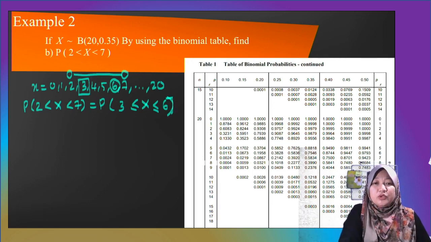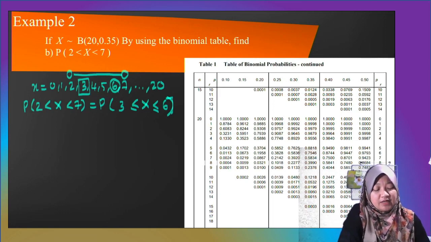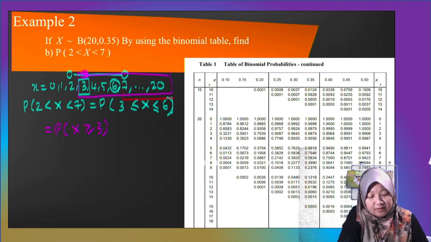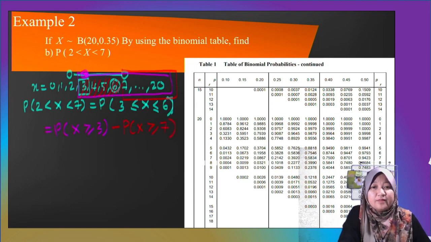Okay. So, untuk ingat tadi, untuk guna table, kita mesti gunakan formula greater than or equal to. So, macam mana kita nak dapatkan dia? Okay, tengok dekat sini, kita kena ambil kawasan yang lebih besar. Kawasan yang lebih besar mestilah bermula daripada bawah lah. Kita kena ambil 3 dan ke atas. Kawasan ni lebih besar. So, dia adalah probability X greater than or equal to 3. Okay, minus kawasan ni. Kita nak yang ni ya. Kita perlukan kawasan ni. So, minus probability X greater than or equal to 7. Ya.